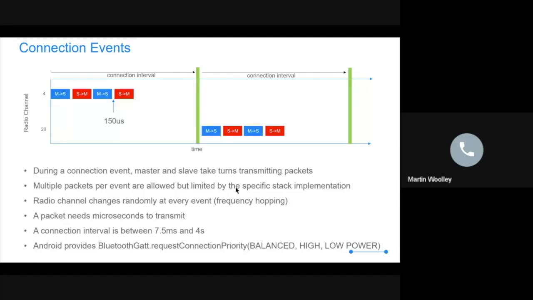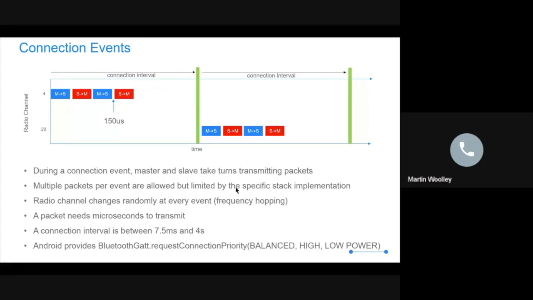It will then sit and wait for 150 microseconds. That's a fixed interval called the interframe space. The slave will then reply. In fact, the slave doesn't have to reply to every packet, but for the moment, let's assume that it does. And they take turns in this fashion, master transmitting and then waiting, slave transmitting and the master receiving.